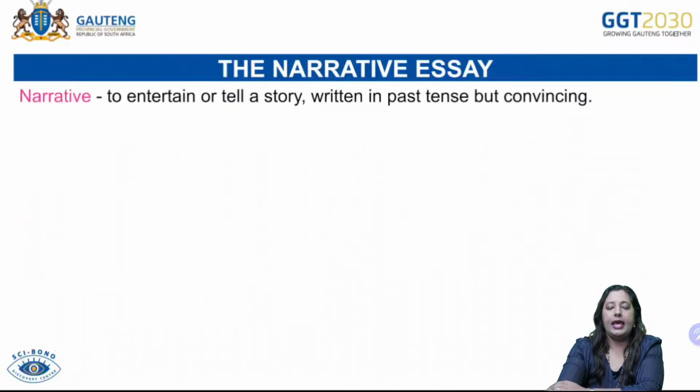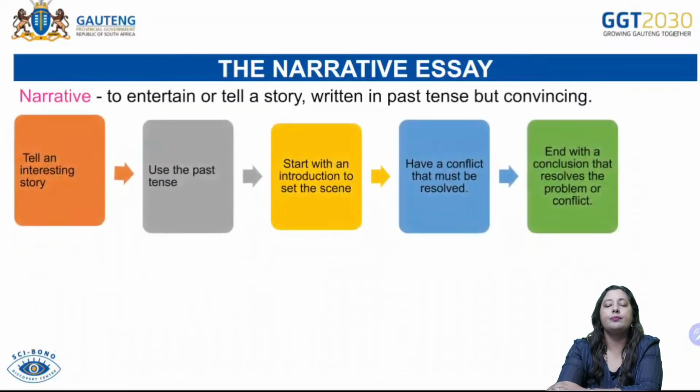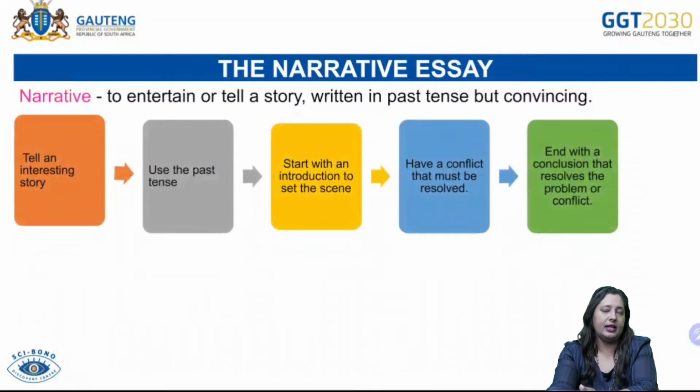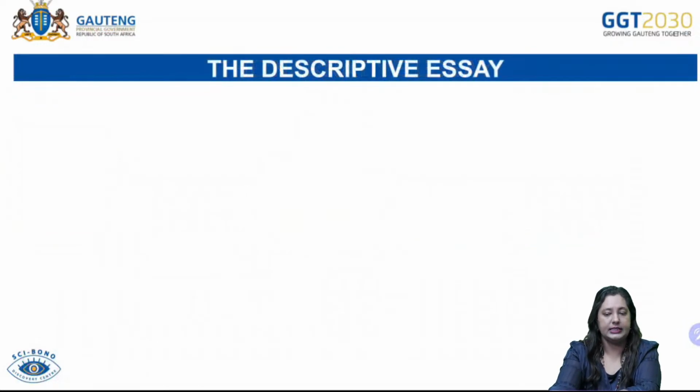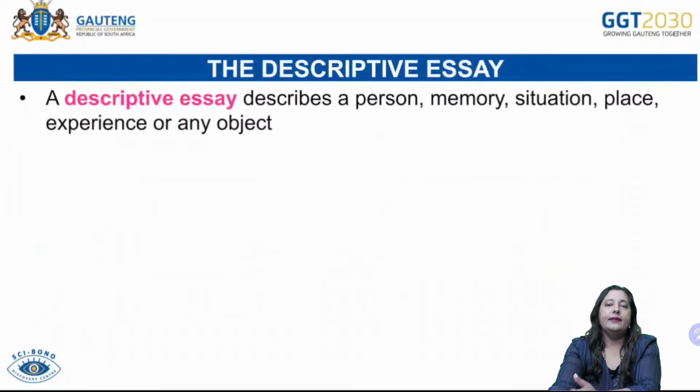All right. And then basically that is your checklist there to say, did I write in the past tense? Did I have an introduction that included the setting in terms of the scene? Have I looked at a conflict that happened and how it must resolve? And then basically, have I included a conclusion that would resolve my conflict? All right. Then we go on to the descriptive essay. And I'm going to take a break for a minute and I'm going to be back with you shortly.